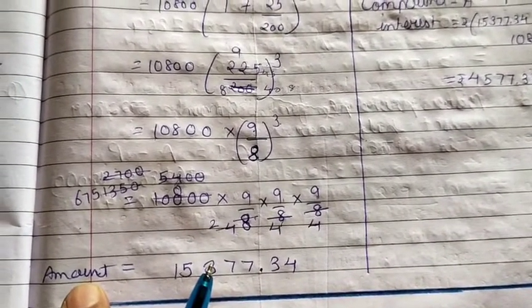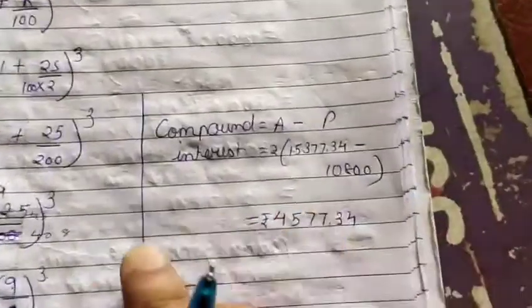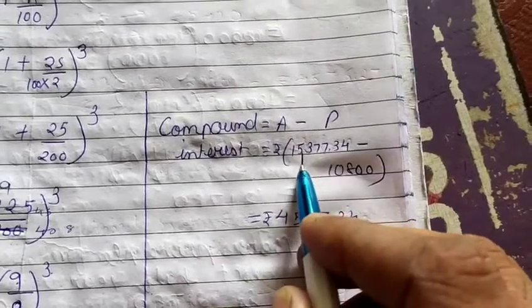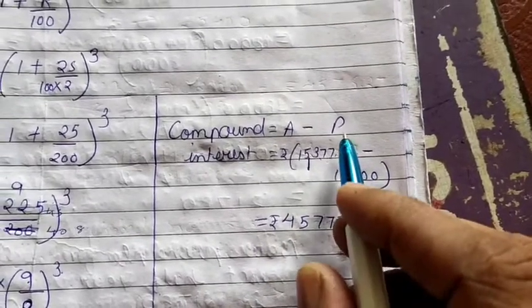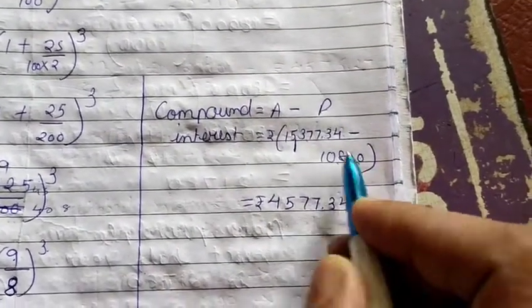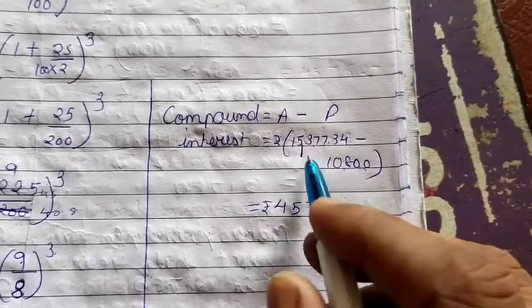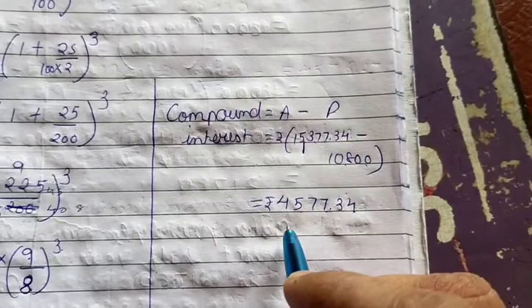So now we have to find the compound interest. Compound interest equals A minus P. A we got as 15,377.34, and the principal given in the question is 10,800. When you do the subtraction, you will get 4577.34. So whatever the difference amount is, it is the compound interest.